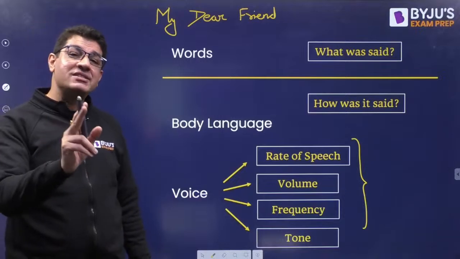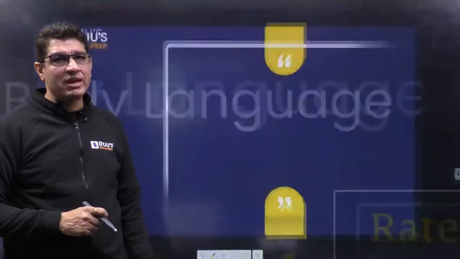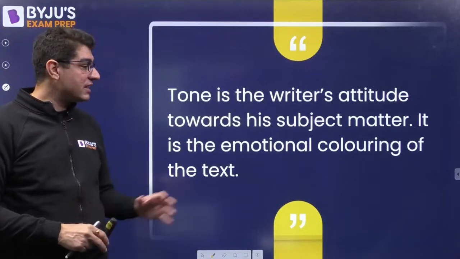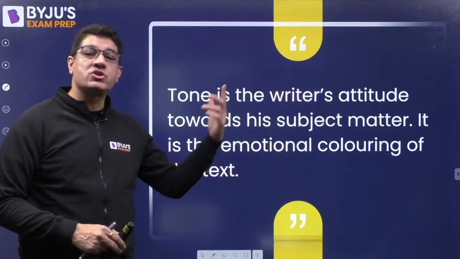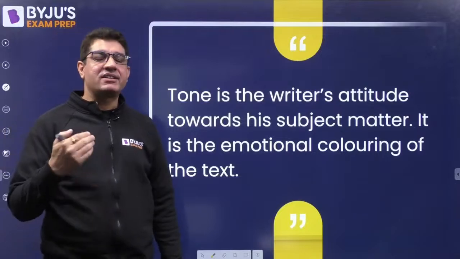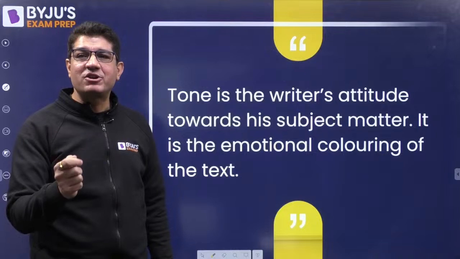So now to answer that question, what exactly do we mean by the tone of the author? Well, tone essentially is the writer's attitude. Tone essentially is the emotional coloring. So emotions, attitude, at times in my classes I use this simple expression, and that is state of mind.